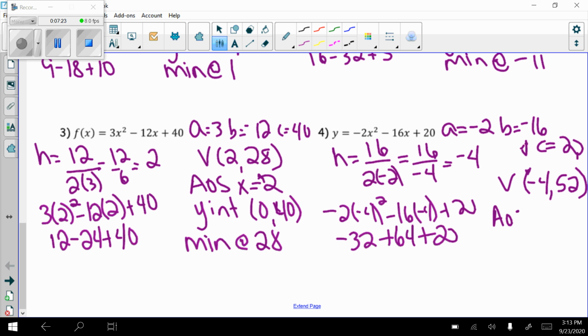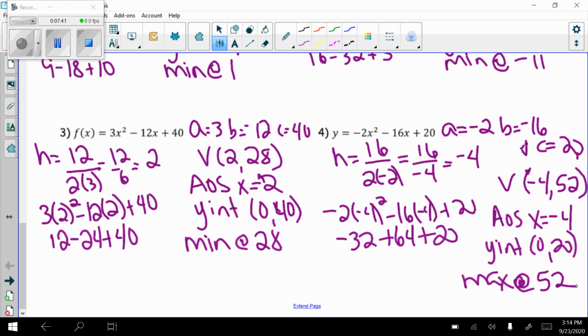My axis of symmetry, x equals negative 4. My y-intercept, 0, comma 20. This parabola opens down, so now I have a maximum at my y value, my vertex, 52. Okay.